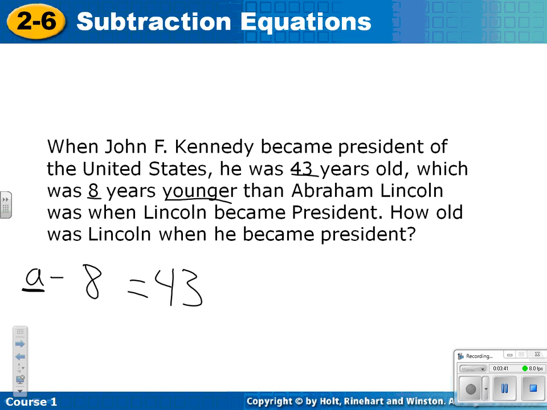Yes. Figure out what's happening to the variable and do the opposite. What is the opposite of minus 8? Plus 8. What is rule number 2 of algebra? Do it to both sides. What does A equal in this situation? 51. 51 years old. Good.